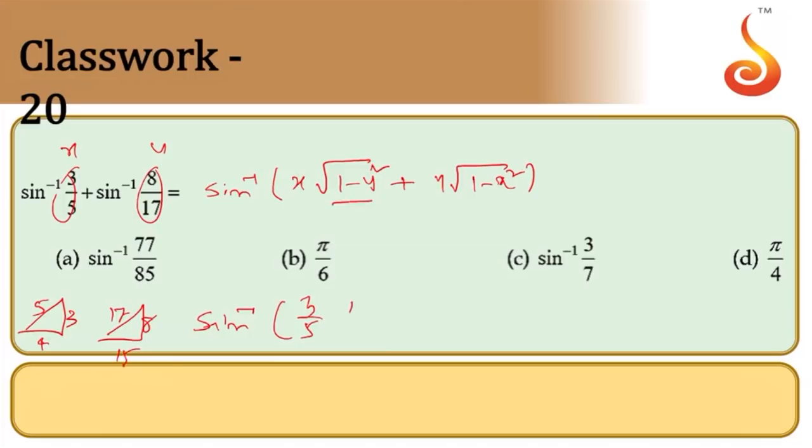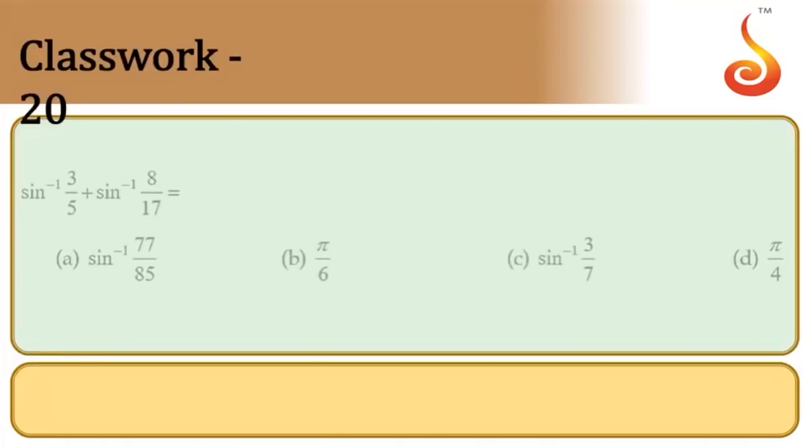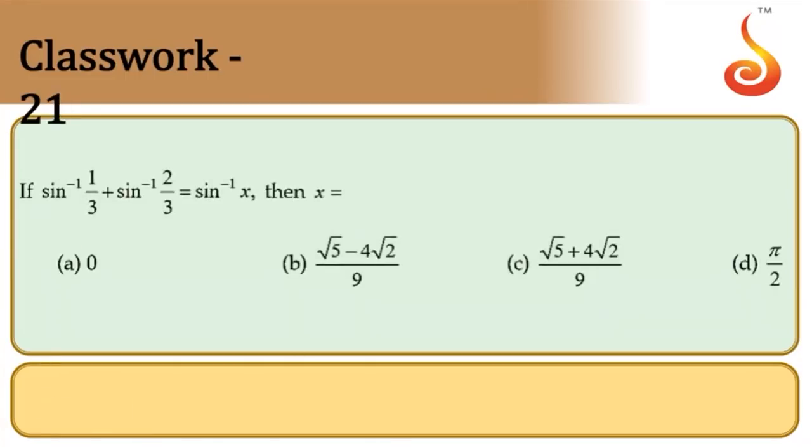Definitely root of 1 minus y square will be equal to 15 by 17, you get it, 15 by 17, and plus y is nothing but 8 by 17 multiplied by 4 by 5. So 45, I think the numerator when you simplify, 45 plus 32, I think you'll be getting 77. So the possible answer is equal to 85. So therefore, it is sine inverse of 77 by 85 is the required solution. A is the answer. So next one.